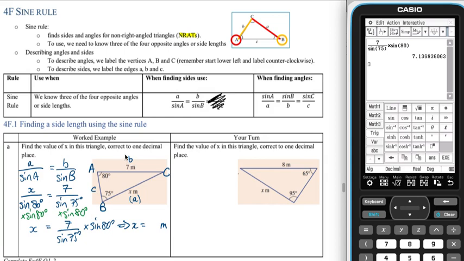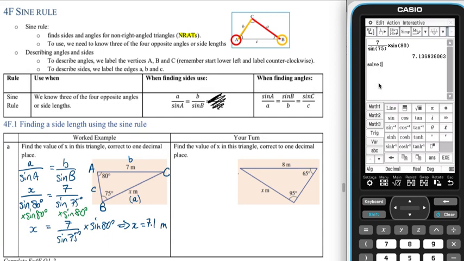Now the question says correct to 1 decimal place. So if we go to the second decimal place, it's the 3. We know the 3 will not round up the 1, so it's just 7.1 meters. Now what's another way of doing it? Well, this is a way you can, and I probably recommend it.